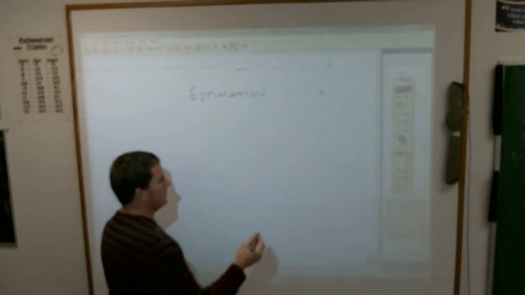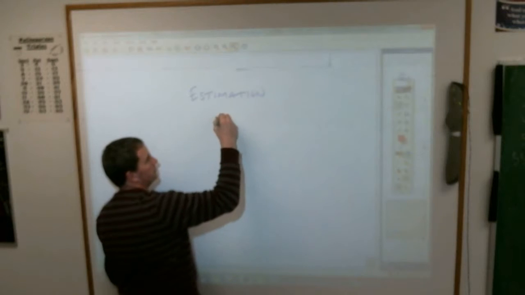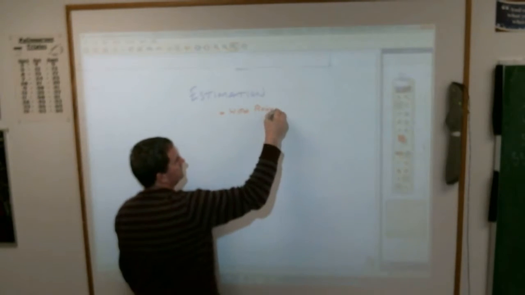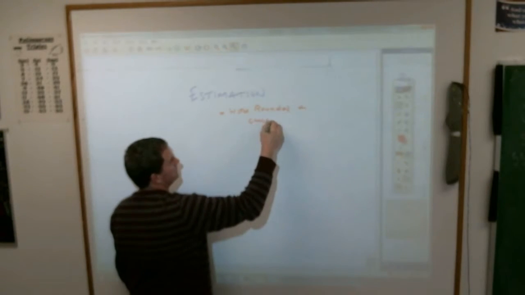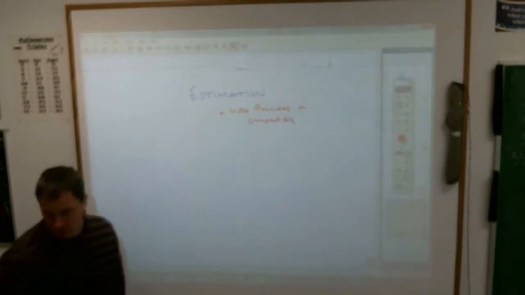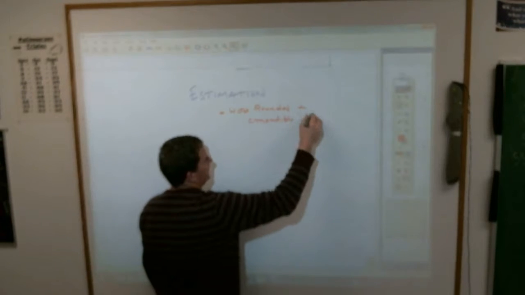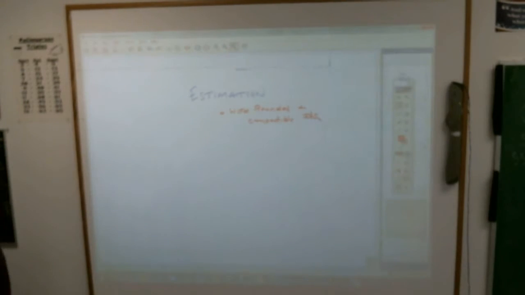And the little subheading that the book gives is it says estimation with rounded and compatible numbers. And this is pretty simple, but it takes just a little thinking about it here.